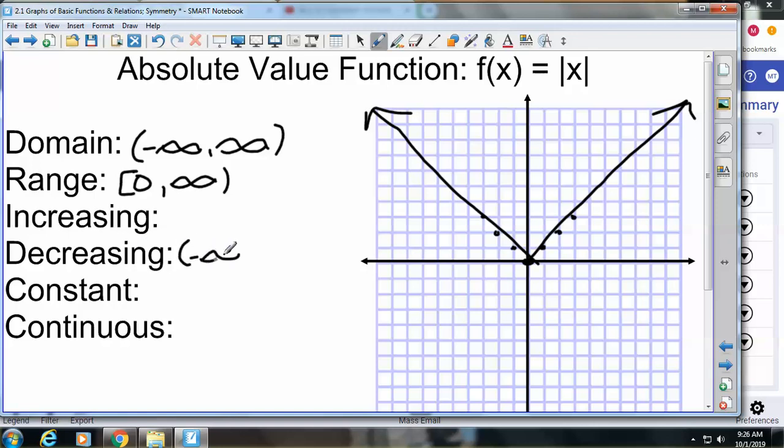Decreasing from negative infinity until 0. The next section of the graph, so this section is falling. As you go, you have to go left to right, yeah. This section as I go from left to right is rising. No constant again, and this graph, where is it continuous? All of it.